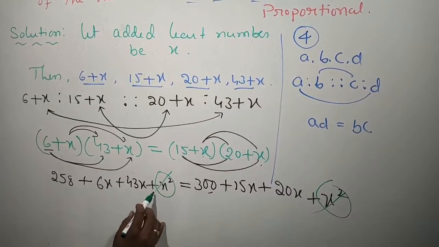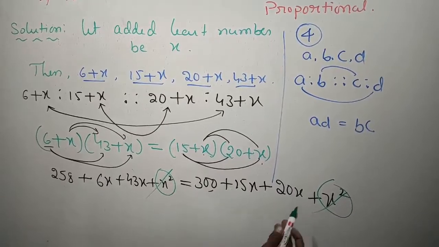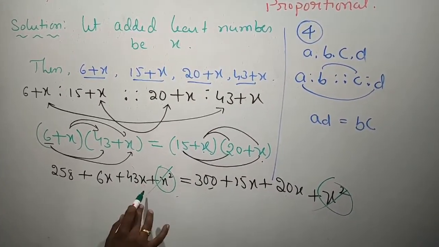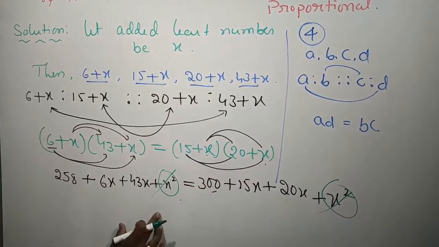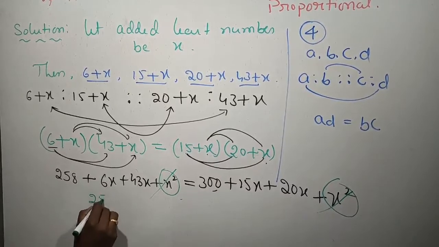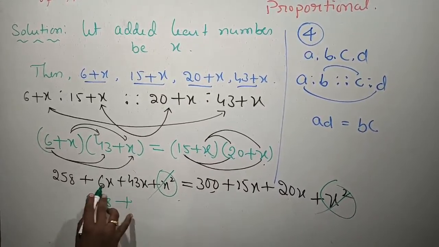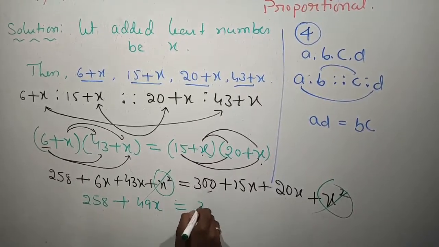Dear children, here plus x square, right hand side plus x square, cancel. Why? Because if this right hand side x square comes to this side, it becomes minus x square. Minus x square plus x square, cancel. We are not transferring, we are directly cancelling that side and this side. Remaining 258 as it is, plus 6x plus 43x, addition, 49x will come, is equal to 300 as it is, constant.